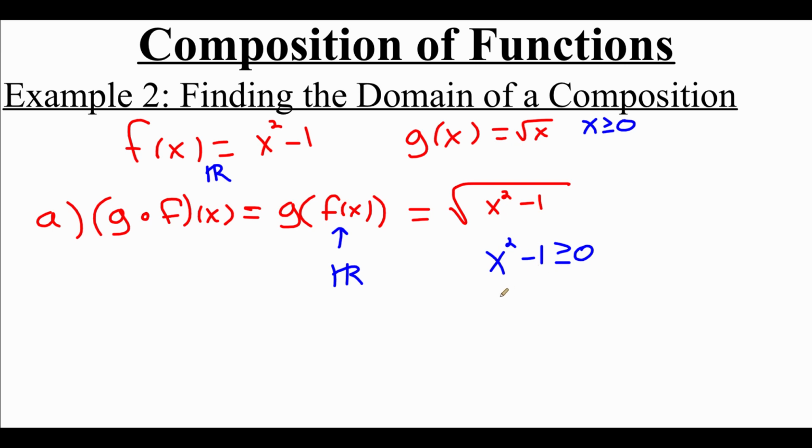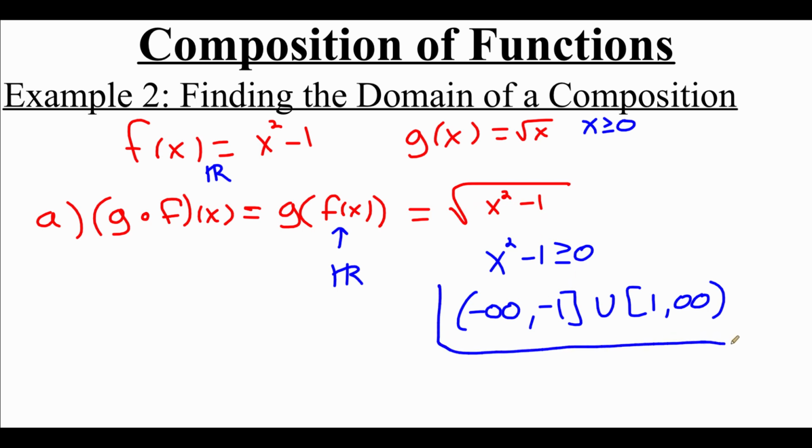So the domain for this one ends up being the x values that run from negative infinity until we hit negative 1, and then also from 1 up to positive infinity. So we started with the domain from our inner function, which was all real numbers, but then we had to restrict down the domain because of the answer that we got once we did the function composition to being just the x values that run from negative infinity to negative 1 and then from 1 up to positive infinity.